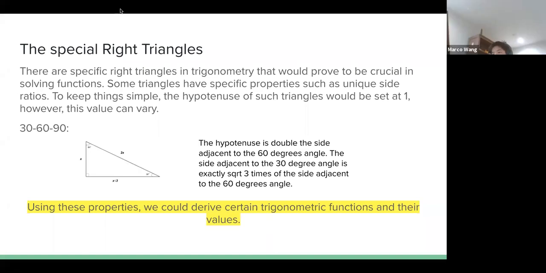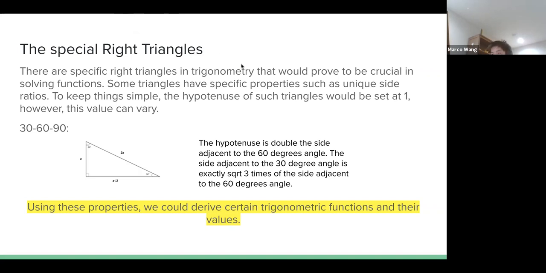The special right triangles. There are specific right triangles in trigonometry which would prove crucial in solving functions. Some triangles have specific properties such as unique side ratios. To keep things simple, the hypotenuse of such triangles will be set at 1. However, this value can vary.